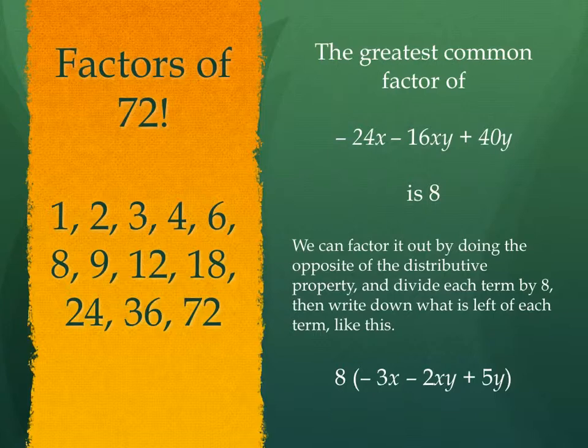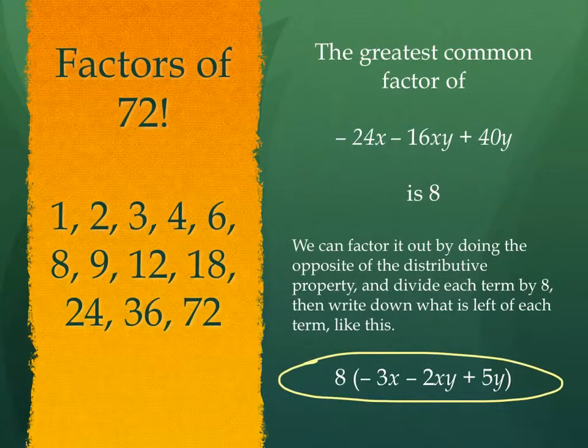So when we factor this expression, we divide out that greatest common factor, 8, and then we write down the remaining numbers that are left in the terms. So negative 24x divided by 8 is negative 3x, and negative 16xy divided by 8 is negative 2xy, and 40y divided by 8 is 5y, giving us a final answer of 8, parentheses, negative 3x minus 2xy plus 5y. This is exactly the opposite of using the distributive property.